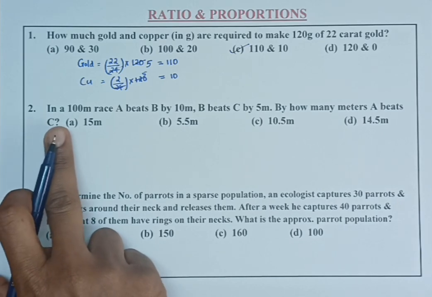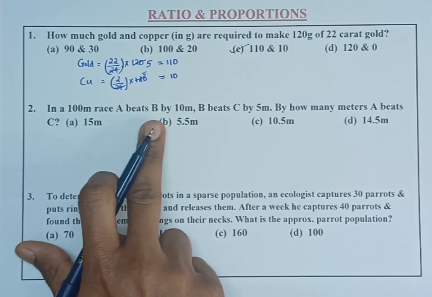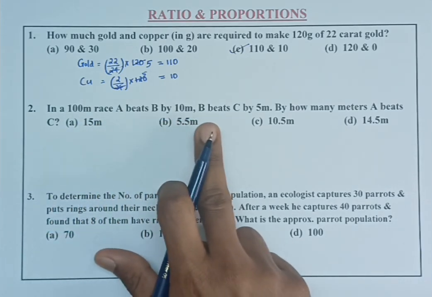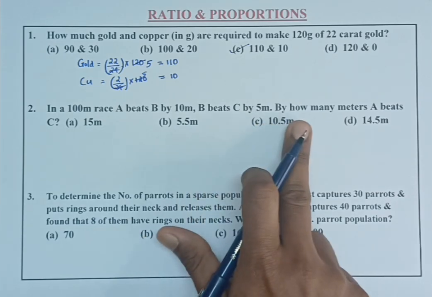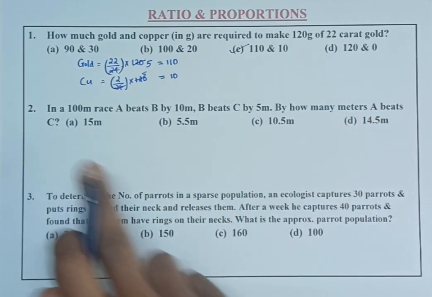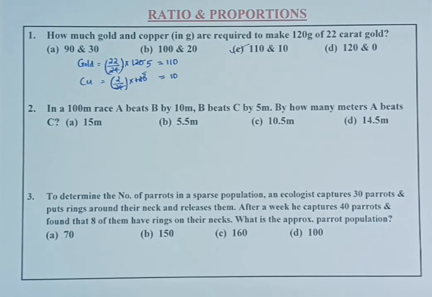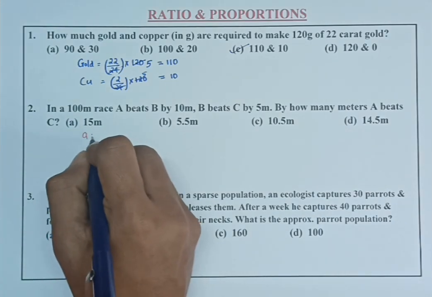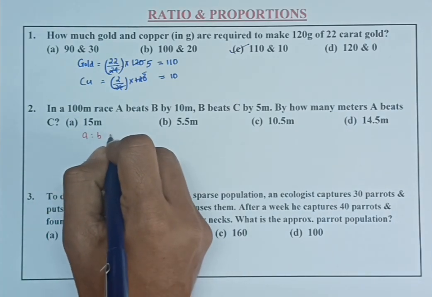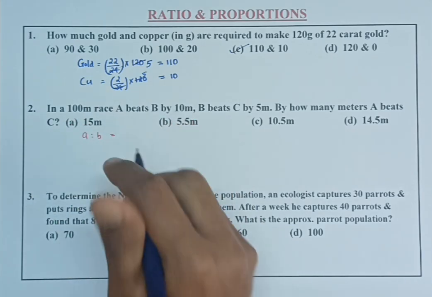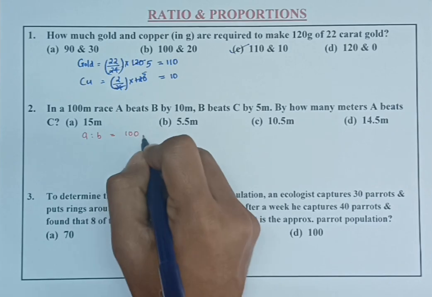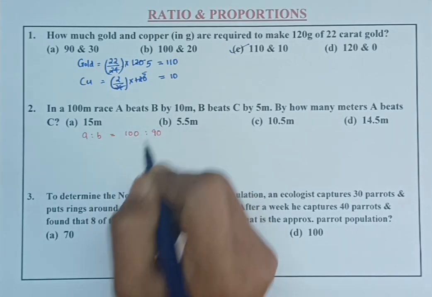Next is, in a 100-meter race, A beats B by 10 meters and B beats C by 5 meters. By how many meters does A beat C? A is to B: A is beating B by 10 meters. So whenever A covers 100 meters, B will be at 90 meters.